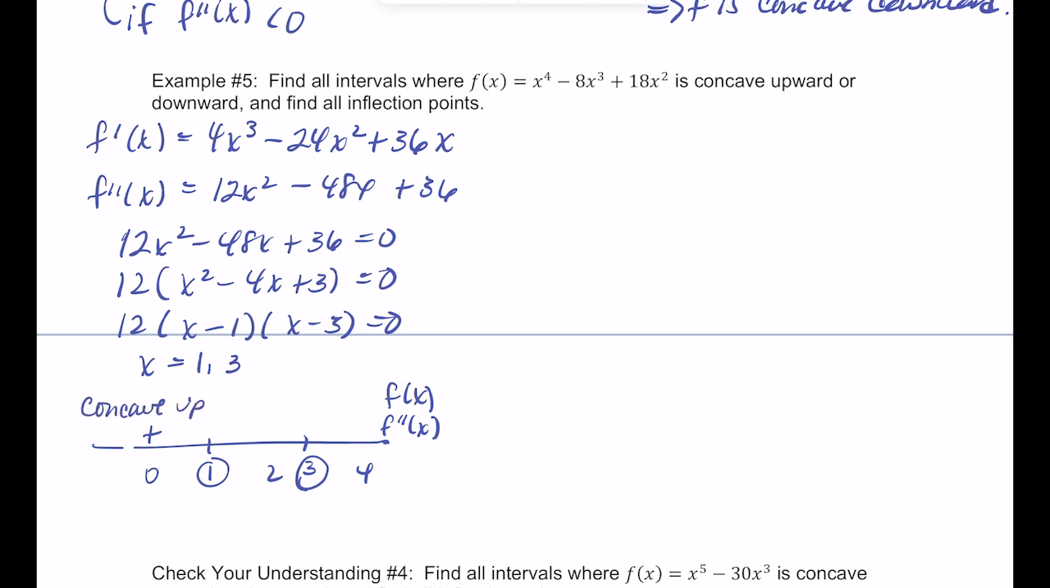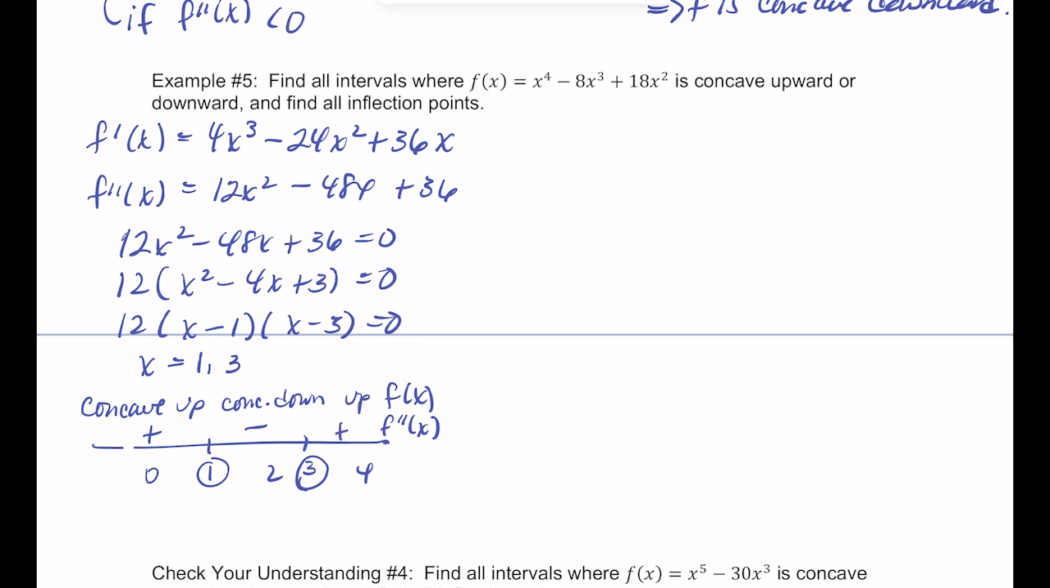Okay? If I plug a 2 into my second derivative, I get a positive times a negative times a positive. So that's a negative. This is going to be concave down from 1 to 3. And then if I plug in 4, you would get all positives. So this is going to be concave up.